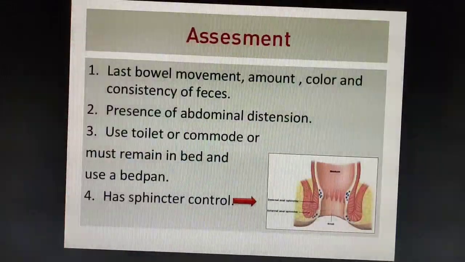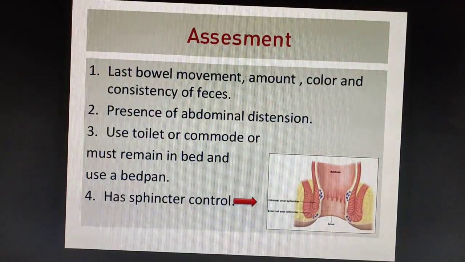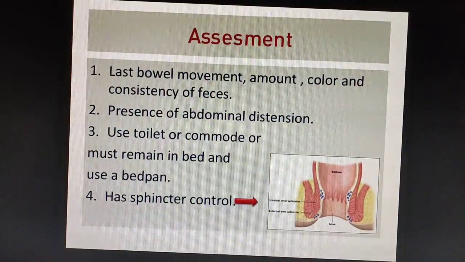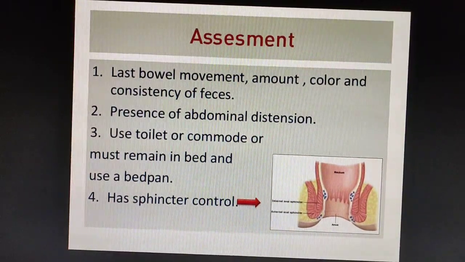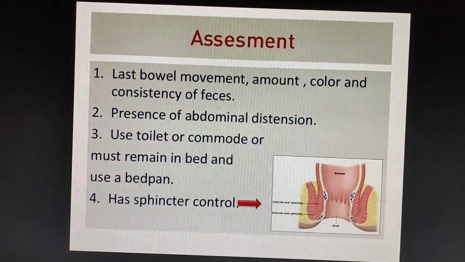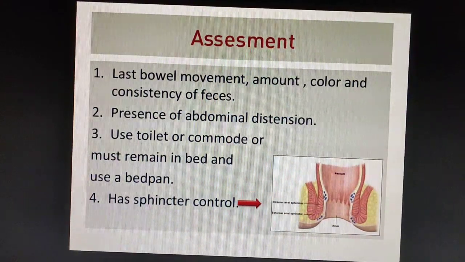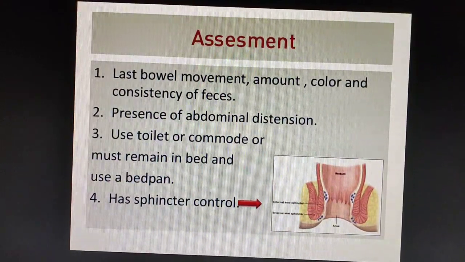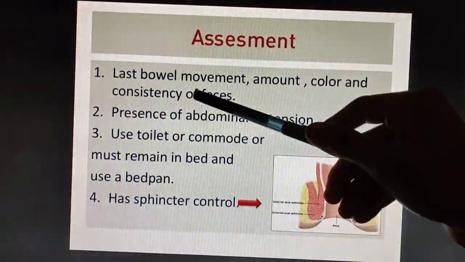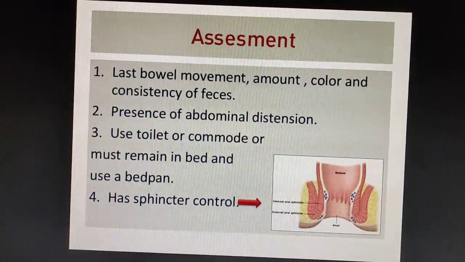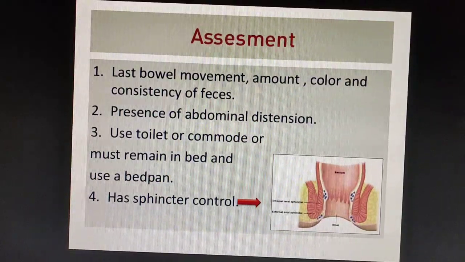First is the assessment. First, we have to check the last bowel movement of the patient. Otherwise, we have to ask the patient when he passes stool, night or morning, how many times he passes, what the amount is, what the color is, and what the consistency of the fecal matter is. We have to ask the patient and collect the information.